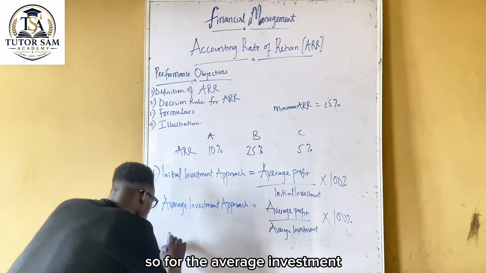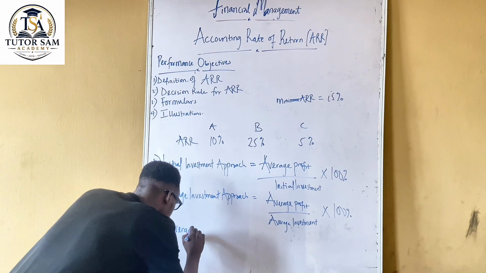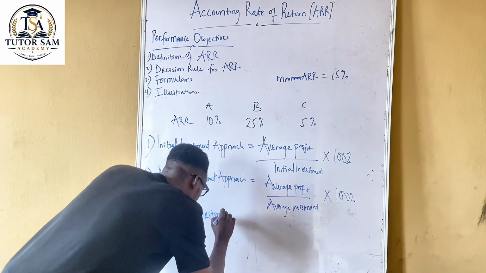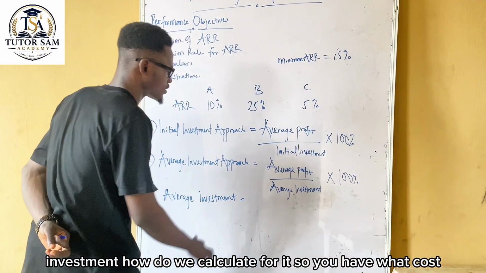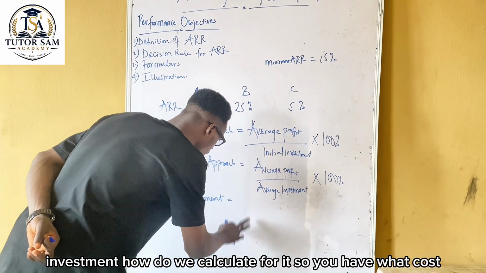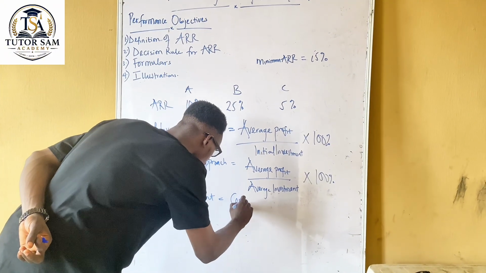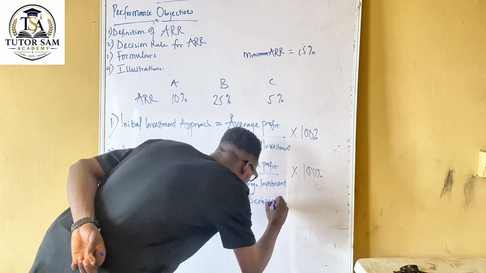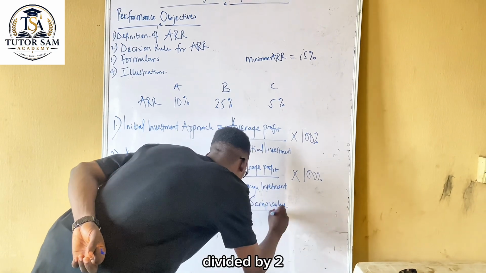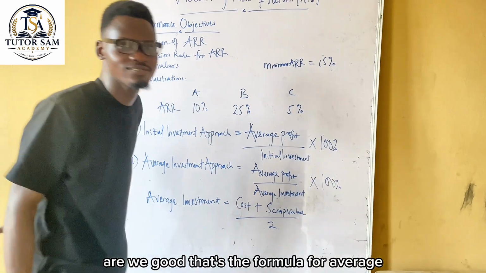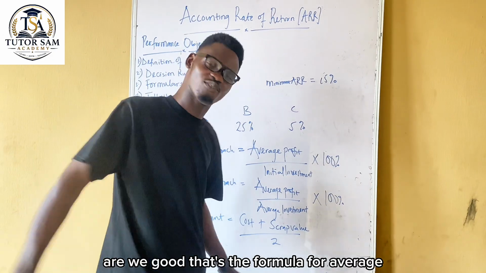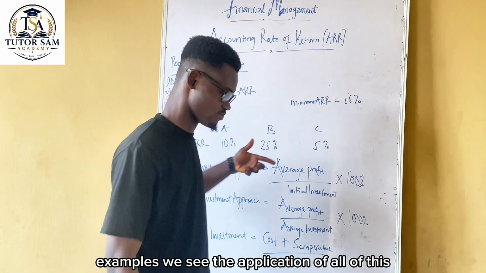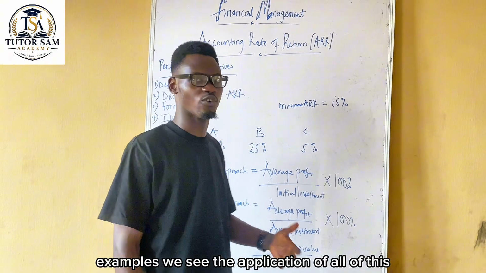So for the average investment, how do we calculate it? You have cost plus scrap value, divided by 2. Are we good? That's the formula for average investment. And of course, by the time we start solving examples, we see the application of all of these formulas.